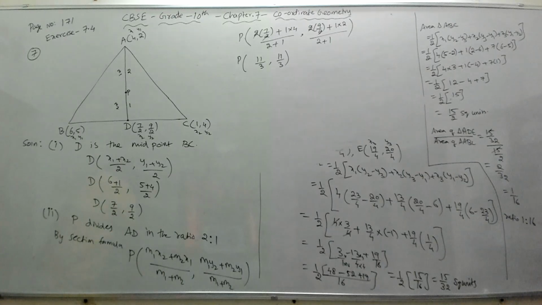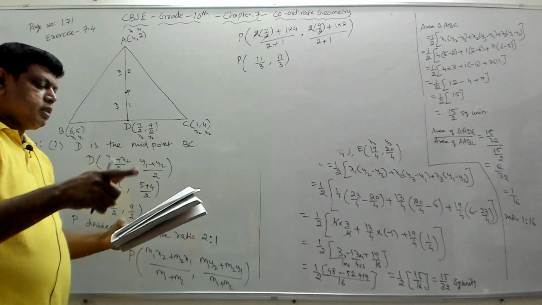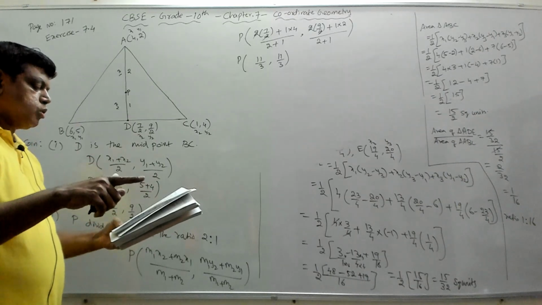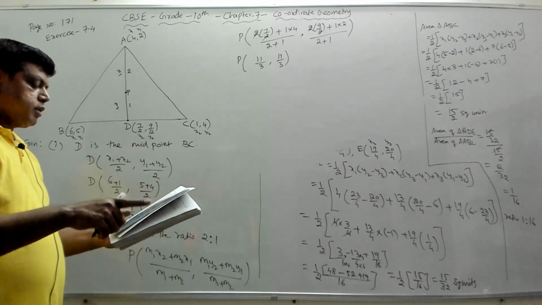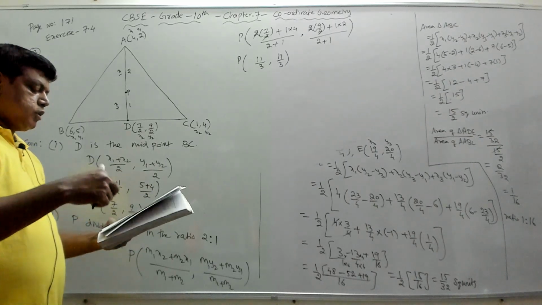The third question says, find the coordinate of point Q and R on the median BE and CF respectively such that BQ is to QE equal to 2 is to 1 and CR is to RF is equal to 2 is to 1. And the fourth question is, what do you observe?